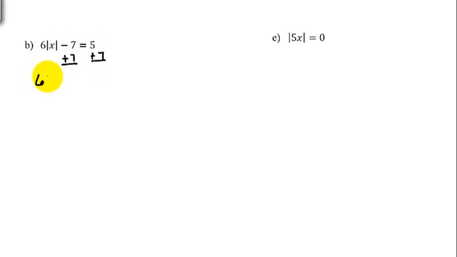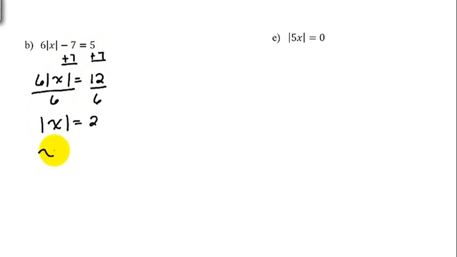That gives us 6 times the absolute value of x is equal to 12. And then we have to divide by 6 to get that absolute value alone. We get the absolute value of x is equal to 2. And that gives us x equals 2 and x equals -2.